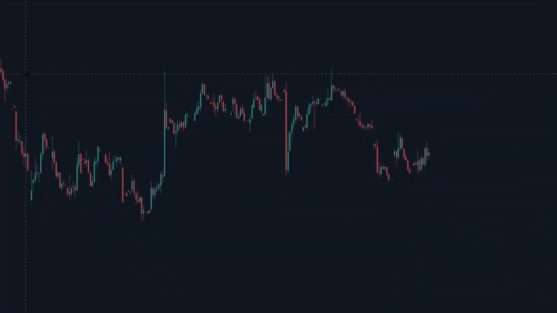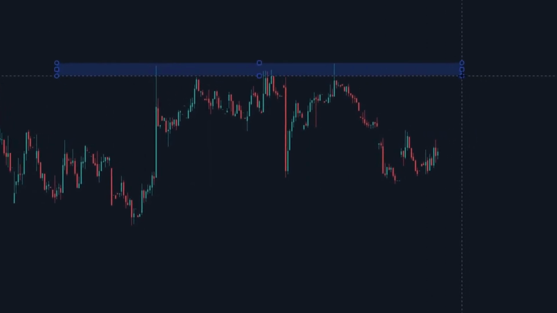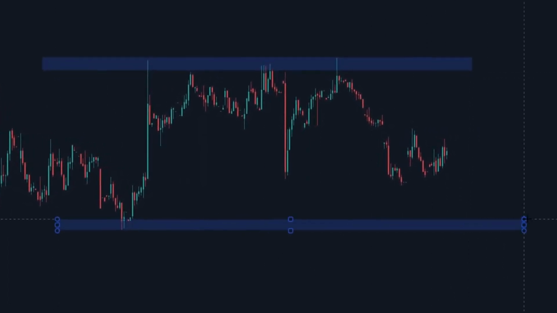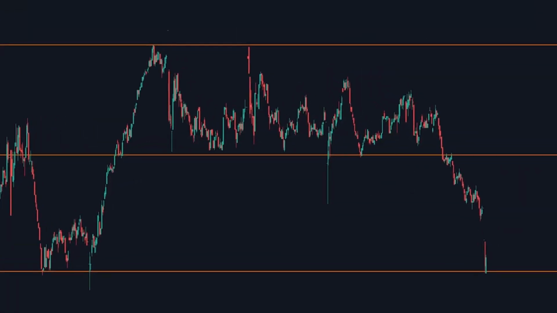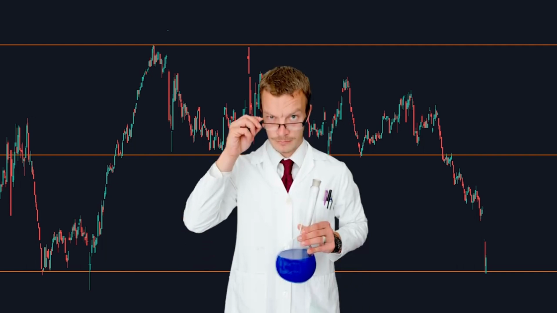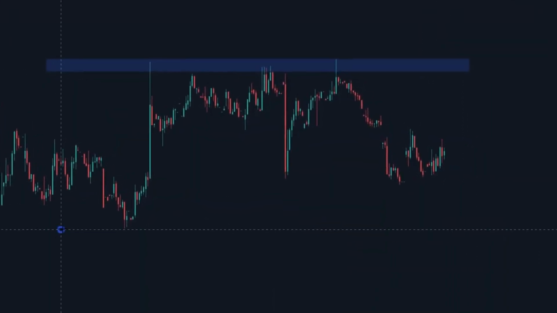This is exactly why I like using zones sometimes. It'll give you some wiggle room for your support and resistances, and you won't get faked out as much. The main point I'm trying to make is that you shouldn't be using support and resistances as an exact science. Use them as general areas to help make decisions.